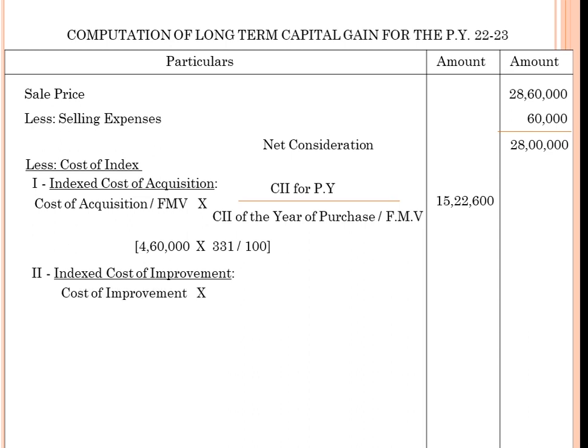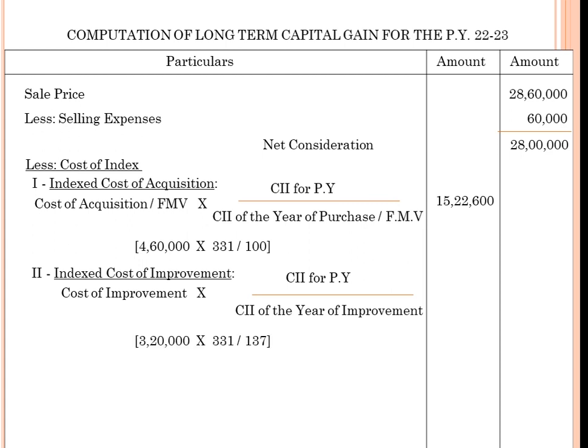Next, indexed cost of improvement. You know the formula: cost of improvement into CII for the previous year divided by CII of the year of improvement. So 3,20,000, the improvement value given, into 331 divided by 137. So the total is 7,73,138. That is the value of the indexed cost of improvement.